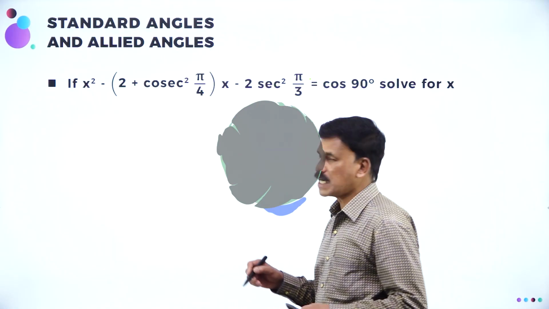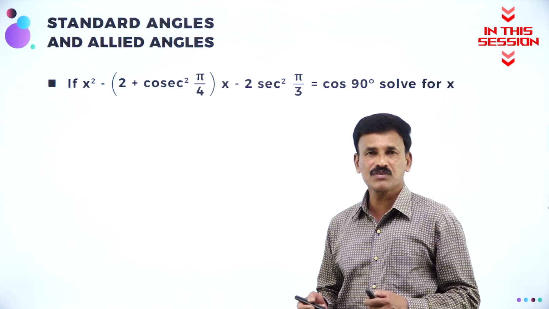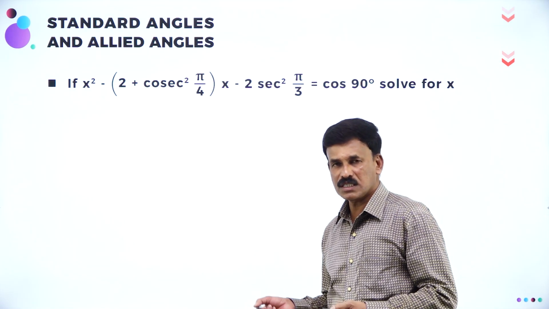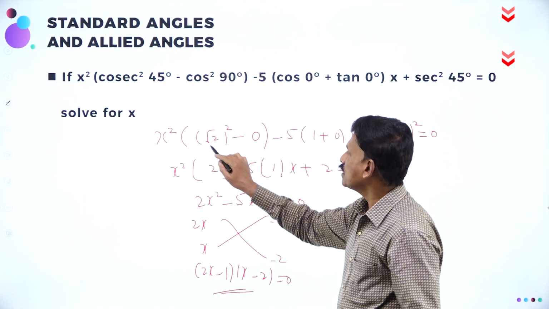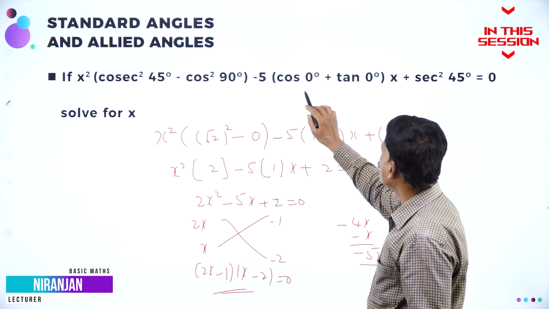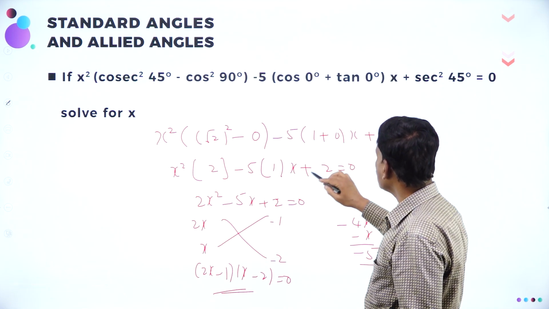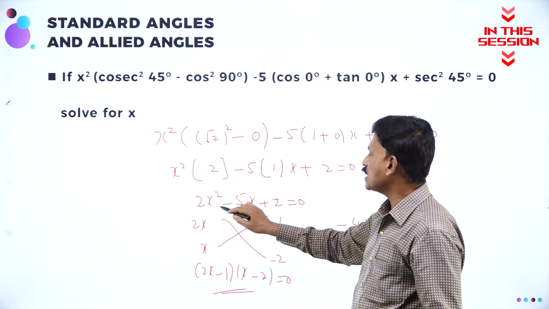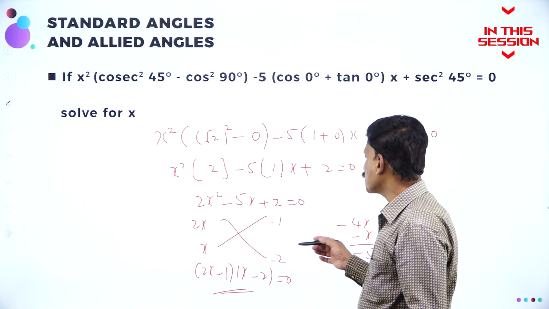If you substitute the standard angles and simplify, you are going to get a quadratic equation. Solve this quadratic equation, you will get the solution. That itself is nothing but the value of x, the roots of this equation. X square into cosecant 45 is root 2 whole square is 2, minus cos 90 is 0, 5 into cos 0 is 1, tan 0 is 0, 1 plus 0 is 1 into x is x, and secant 45 is root 2 whole square, square root gets cancelled. We will get a quadratic equation of the form 2x square minus 5x plus 2 is equal to 0.